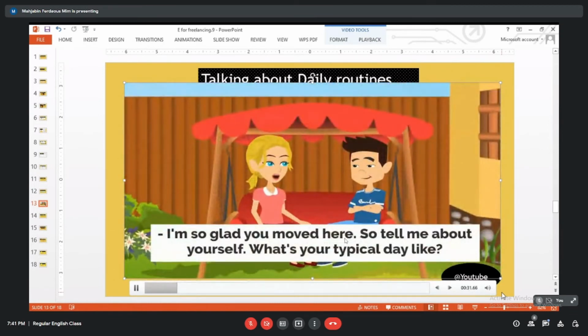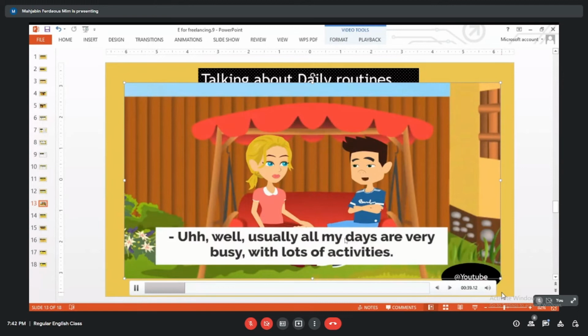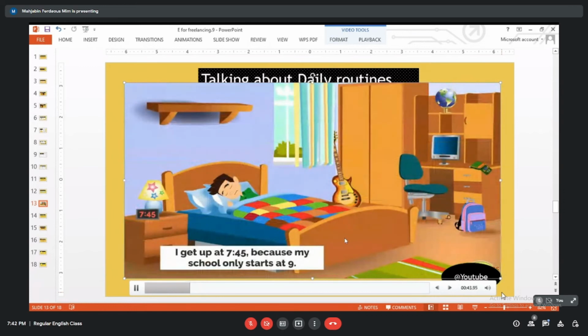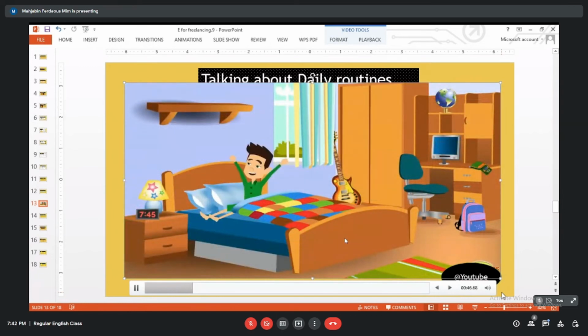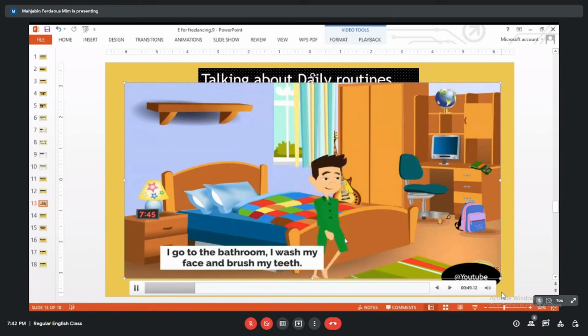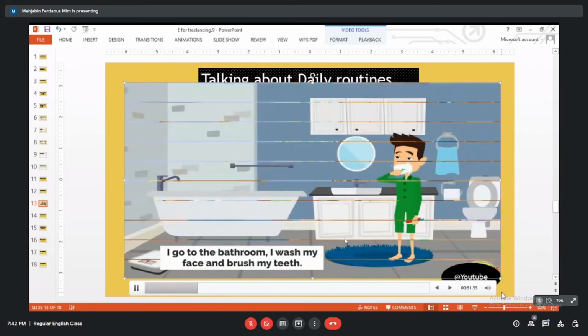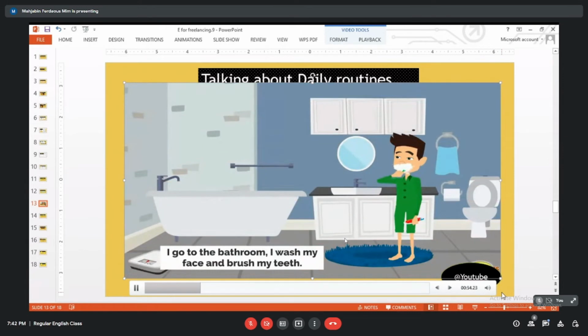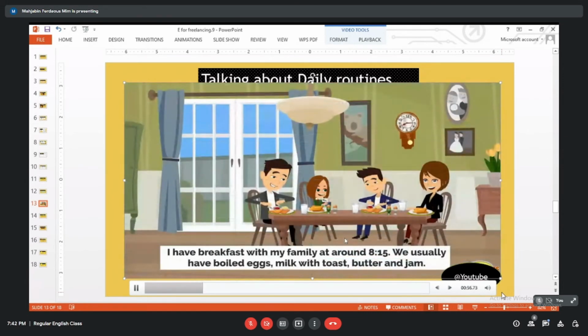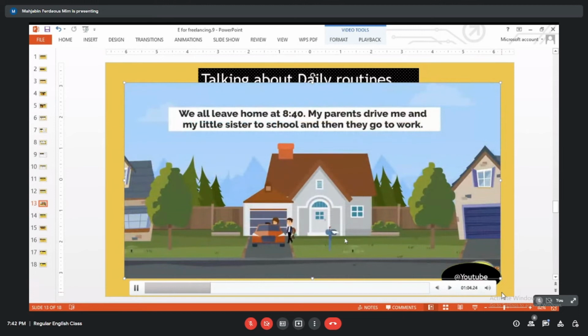I'm so glad you moved here. So tell me about yourself. What's your typical day like? Well, usually all my days are very busy with lots of activities. I get up at 7:45 because my school only starts at 9. I go to the bathroom. I wash my face and brush my teeth. I have breakfast with my family at around 8:15. We usually have boiled eggs, milk with toast, butter and jam. We all leave home at 8:40. My parents drive me and my little sister to school and then they go to work.